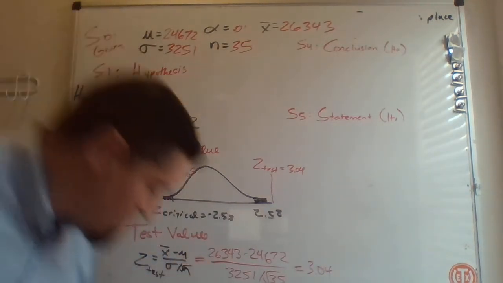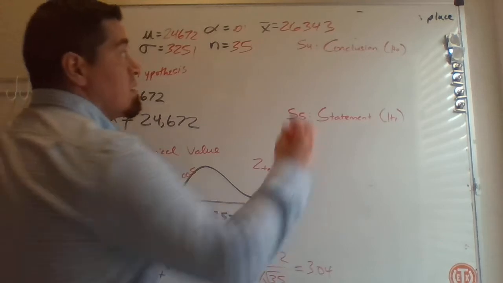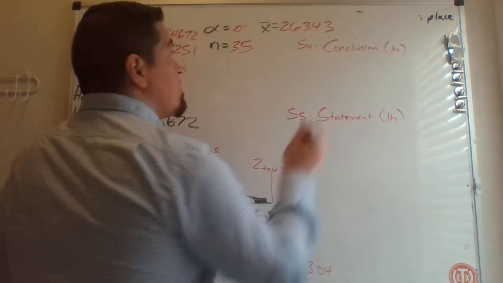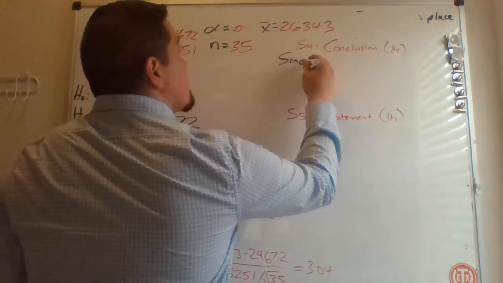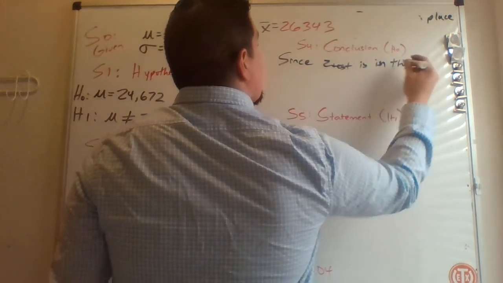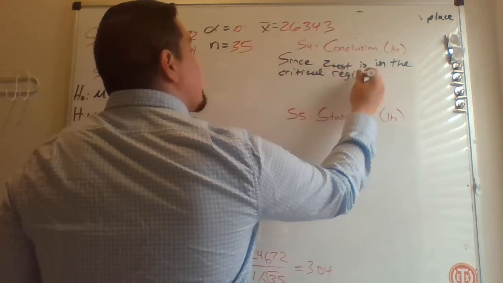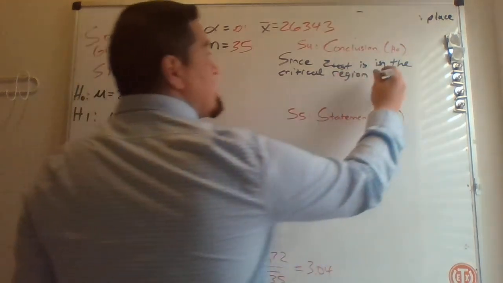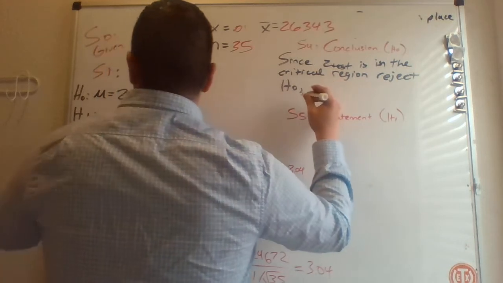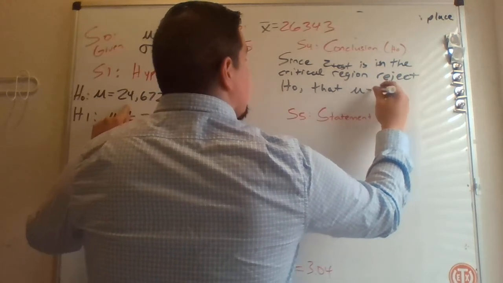Then we can make a decision. What's our decision? Are we going to reject the null or fail to reject the null? We would say something like, since z-test is in the critical region, we reject H naught.